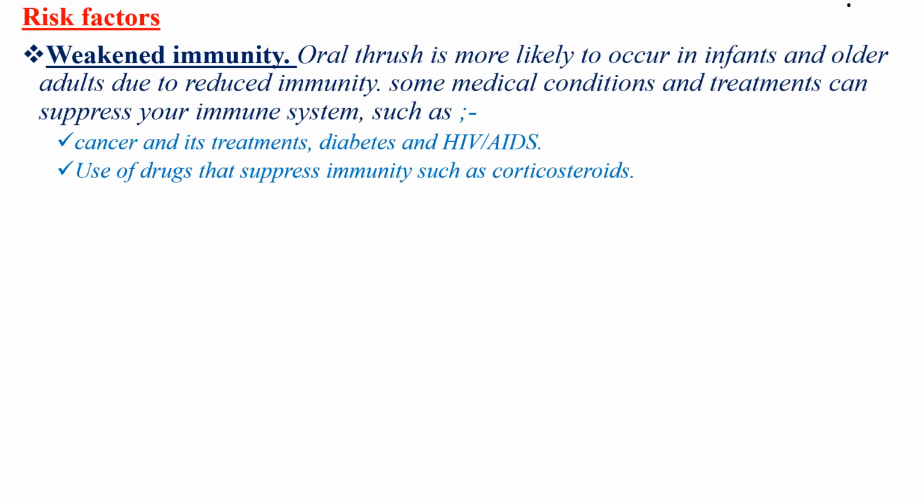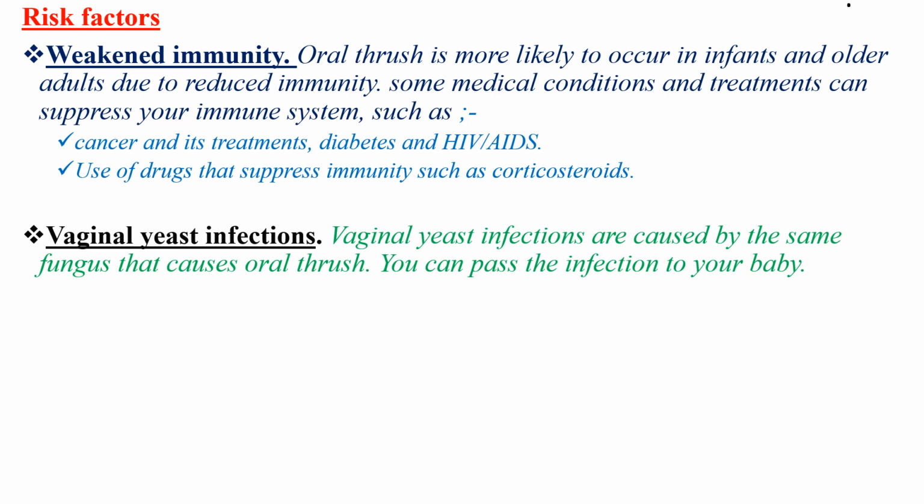Overall, risk factors for having oral candidiasis include weakened immunity. Oral thrush is more likely to occur in infants and older adults due to reduced immunity in this age group. Some medical conditions and treatments can suppress our immune system, such as malignancy, cancers, and treatments for cancers, diabetes, and HIV/AIDS. Use of drugs that suppress immunity, such as corticosteroids, and vaginal yeast infection are risk factors also. Vaginal yeast infections are caused by the same fungus, Candida, that causes oral thrush. You can pass the infection to your baby.